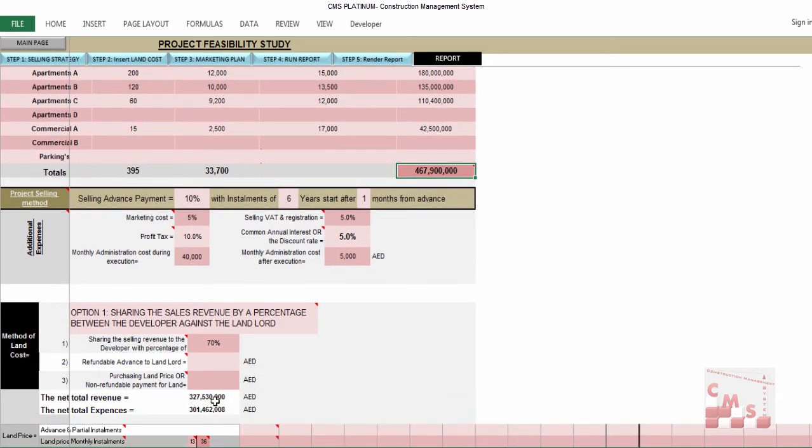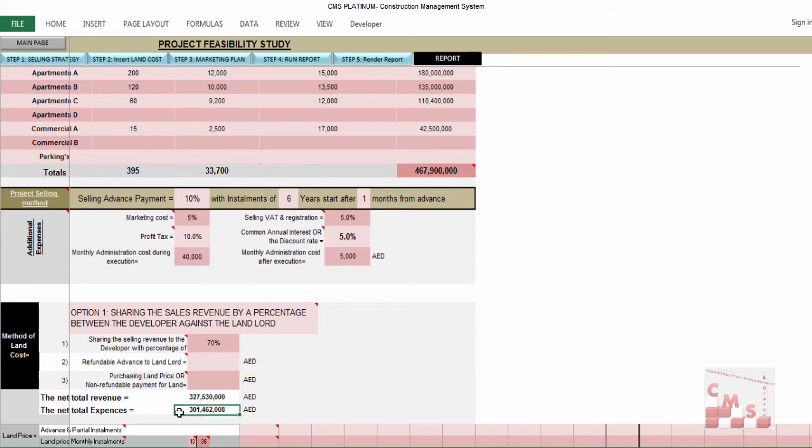Accordingly you will have here the net total revenue, which is 70% of the selling revenue, 327 million, and in this case your total expense will be 301 million. We will observe here that the cost also has increased, the developer percentage is increased, and also the duration of the installment is increased. So we have an increase in the marketing cost, and an increase in the installment and the administration cost.